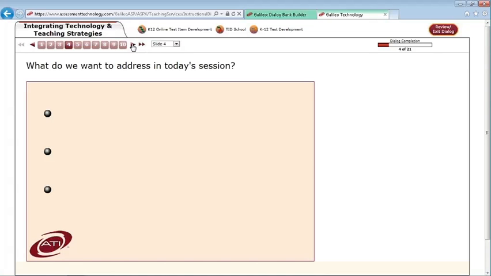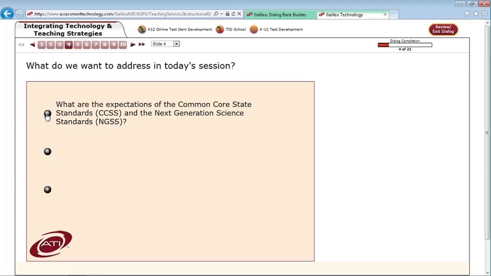So the first thing we want to talk about is what we want to address in today's session. The first thing is what are the expectations of the Common Core State Standards, the CCSS, and the Next Generation Science Standards, the NGSS. NGSS is in final review right now, but Common Core has been out for a little while, and we've all been making preparations to move our curriculum, move our instruction to this new set of standards.